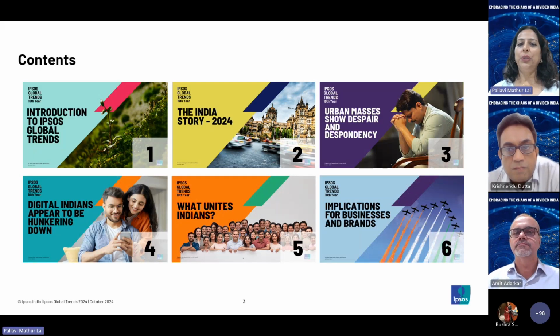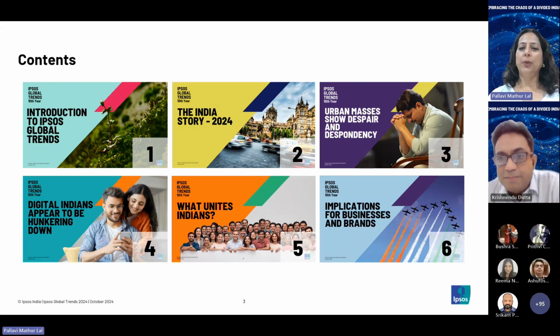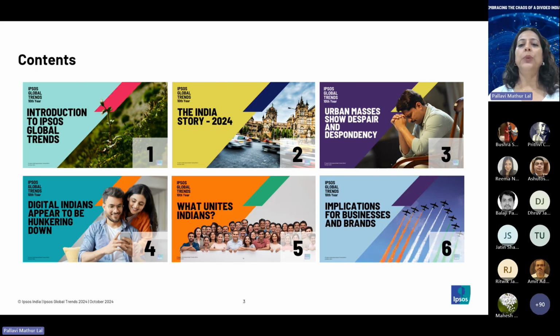So I've already given you an overview, and this is how the next 40 minutes or so will go. Those of you who are familiar with the India story from last year, our story on our key cohorts continues this year. So these are the urban masses and the digital Indians. And we tell you how these cohorts are changing. We will end with some implications for brands and marketeers like yourself.